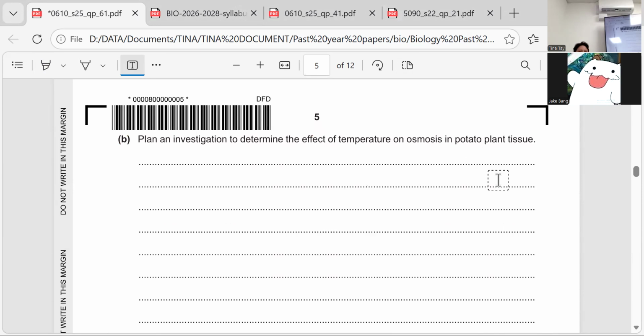Plan an investigation to determine the effect of temperature on the osmosis of potato plant. So what should you do? Temperature and potato plant. First of all, you must cut the potato into same size or different size? Same size. And then for osmosis, you must put them into different temperatures.